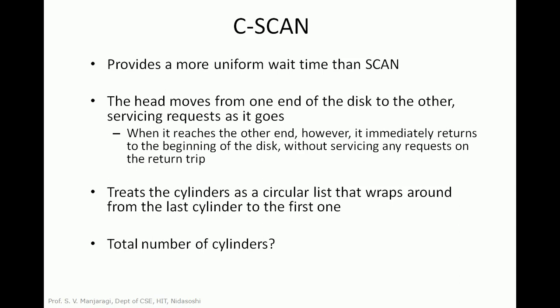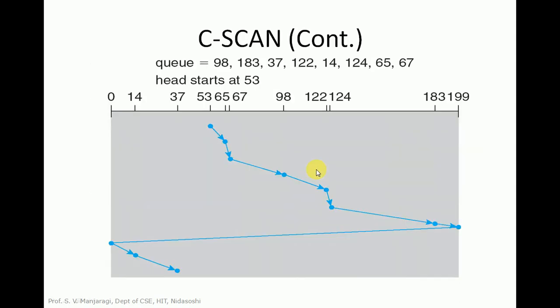So in case of C-scan, the head moves from one end of the disk to the other end, serving requests as it goes. When it reaches the other end, it immediately returns to the beginning of the disk without serving any request on the return trip. So that is the difference we can observe between scan and C-scan. So let us take an example to discuss the C-scan algorithm.